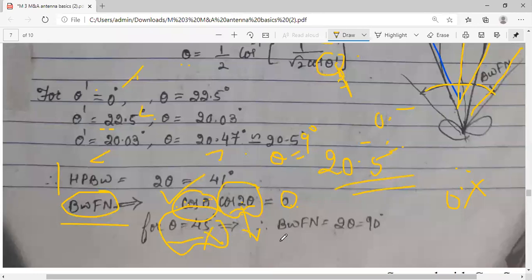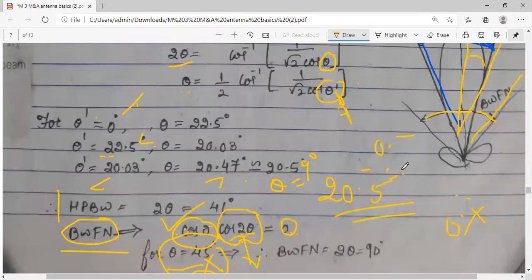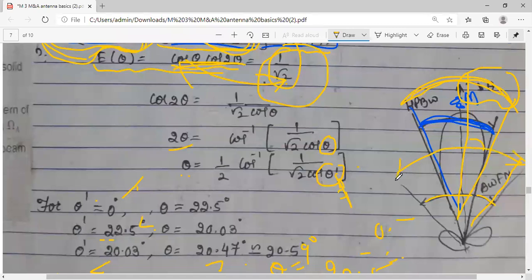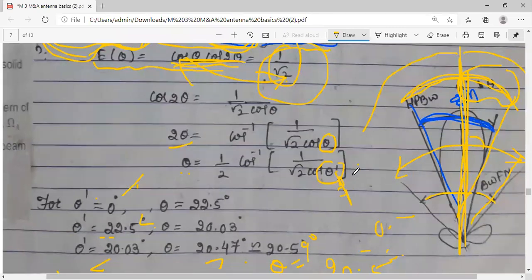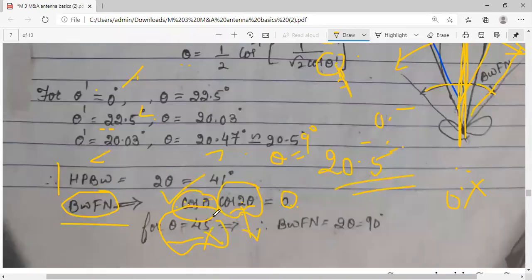So if theta is 45, again यहाँ पर भी आपको 2 times करना होगा the broader, क्योंकि जो भी angles theta आ रहे हैं, it is with respect to this horizontal axis, vertical axis, only half part coverage. What about the remaining half? You should take it 2 times. That's why BWFN is 2 times this theta, 45. So BWFN is 90 degrees.